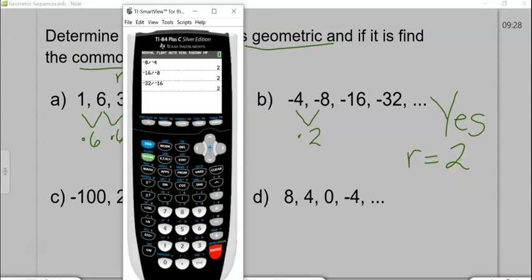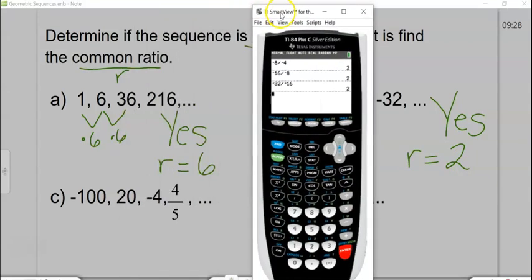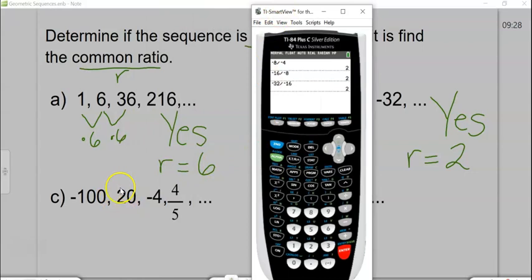All right, let's look at example C down here. So when I look at example C, remember I want to start with the second term. So I'm going to do 20 divided by negative 100 because I want to use the term right before it. And I get negative 0.2. Now, if you don't like the decimal, which decimals are fine as long as we don't have to round them, but if you don't like the decimal, remember you can hit math, enter, and you can use the fraction. So you can either say this is negative 0.2 or negative 1/5.